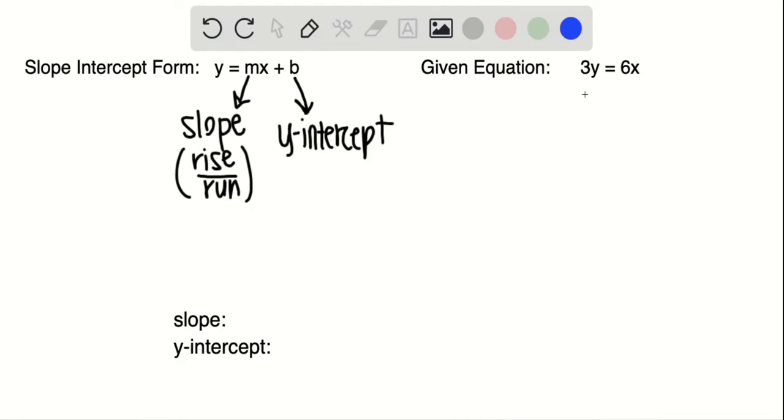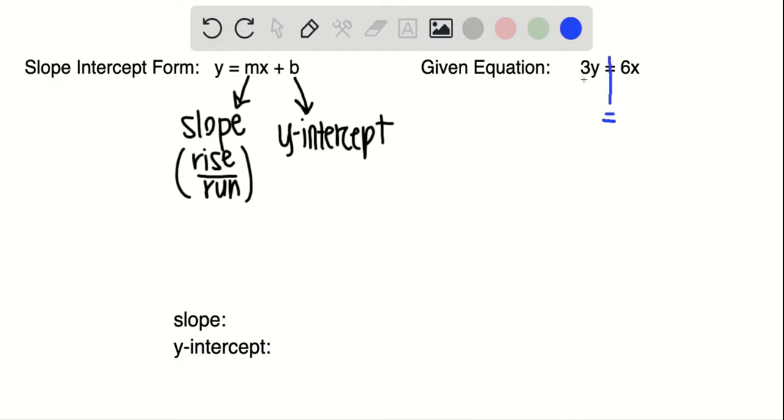So let's get started. Over here we have the equation 3y is equal to 6x. Right now, this is not written in slope-intercept form because the variable y is not all by itself. So what we're going to do is get it by itself, and one way to do that is to think of this equation as having a left side and a right side. On the left side, we have 3y, and on the right side, we have 6x.